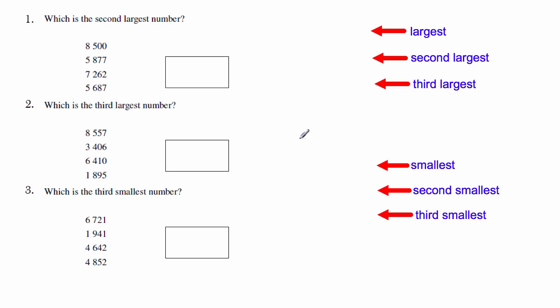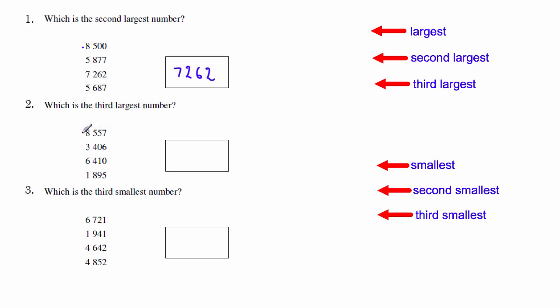In this question, we need the second largest number. So let's find the largest number by looking in the thousands column. 5, 7, 5, 8. That would be our largest number there. We need the second largest. There's a 5, a 7 and a 5. Well, 7 is bigger than both of these, so our number will be 7,262.